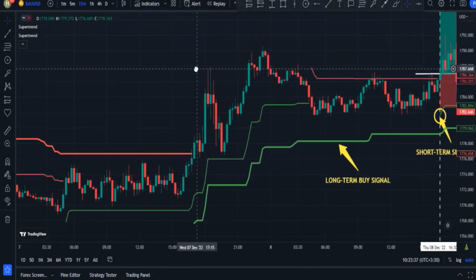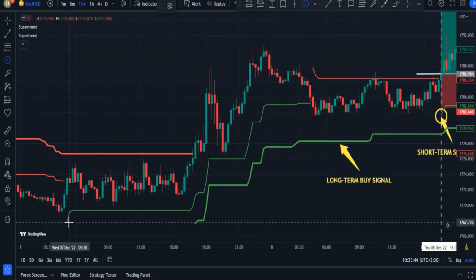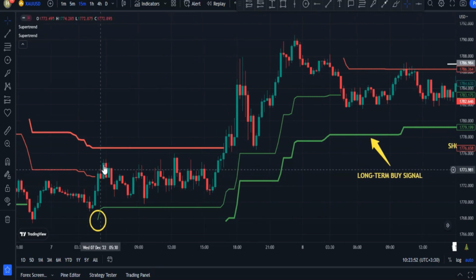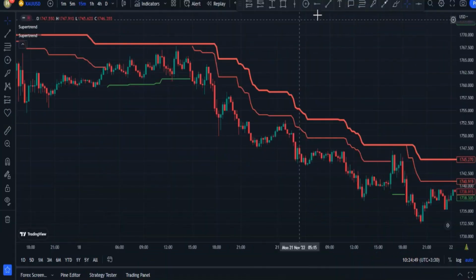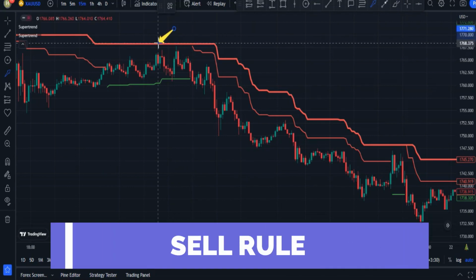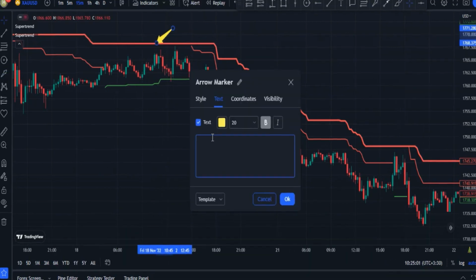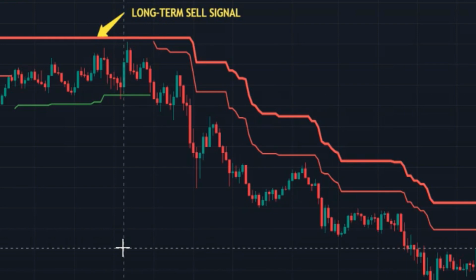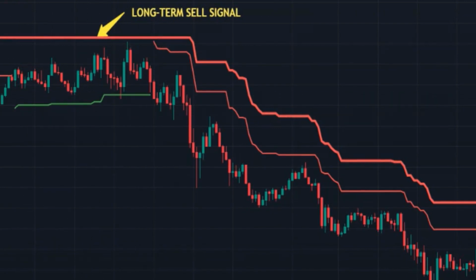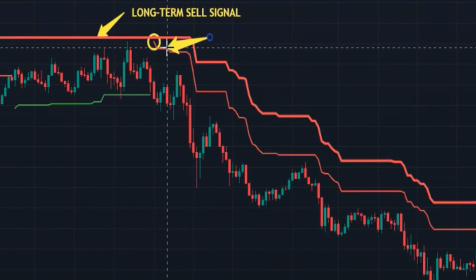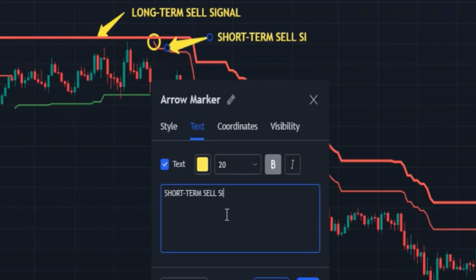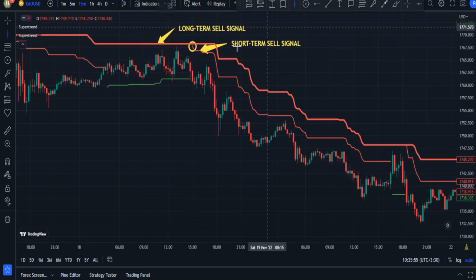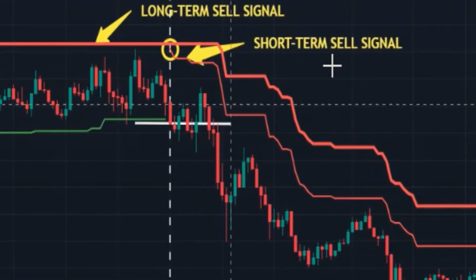Keep in mind that the first signal must be issued by the long-term indicator. If the opposite of this happens, or if both indicators issue a signal at the same time, this signal is invalid. To enter a sell trade, first the sell signal must be issued by the long-term indicator, which means that the thicker line should be red and it should be above the price action. And then the short-term indicator should change the color from green to red and be placed above the price action. Now if we draw a vertical line, we can enter a sell trade at the close of this candle.